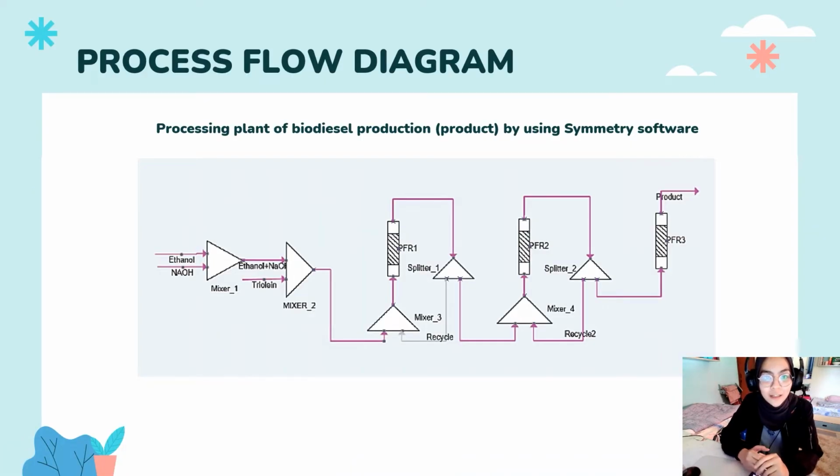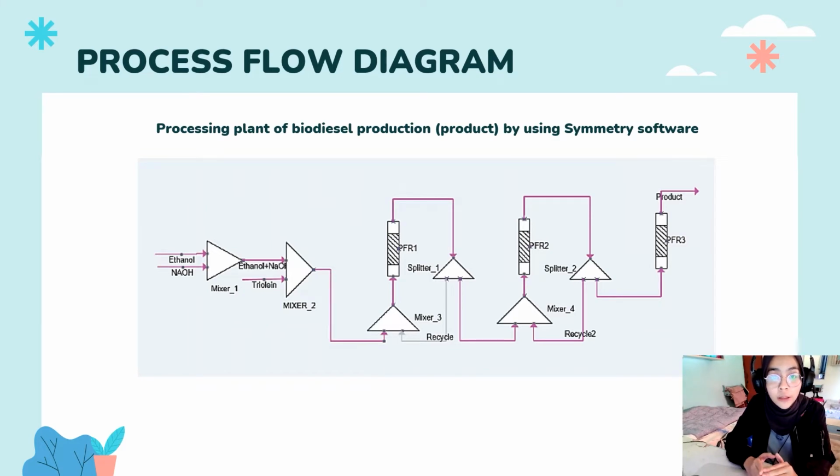So here is the illustration of our process flow diagram, in which the mini pilot plant for biodiesel production is carried out in 3 plug flow reactors with recycle stream under transesterification process due to rapid reaction rate and high yields. The type of catalyst used throughout this reaction is homogeneous basic, which is sodium hydroxide catalyst, and the solvents used are triolein and ethanol to represent oil and alcohol respectively.